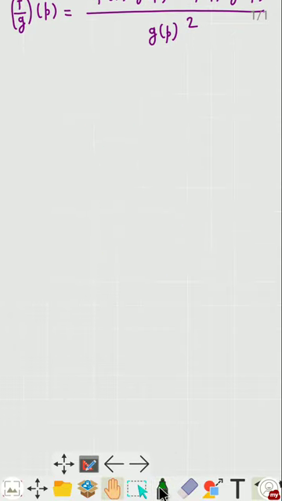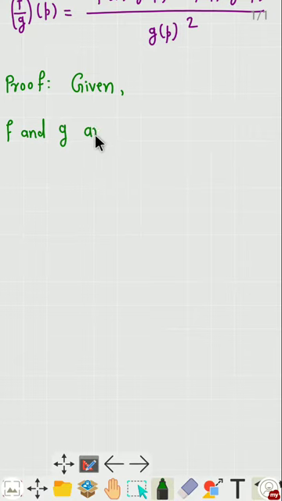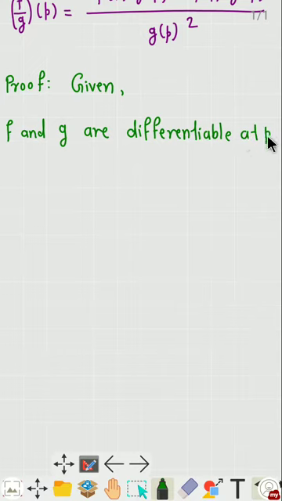So let us write the proof of these statements one by one. First of all we write what is given to you. So write down proof. In this proof, first of all we write f and g are differentiable at P. This is given to you. So we write: given that f and g are differentiable at P.